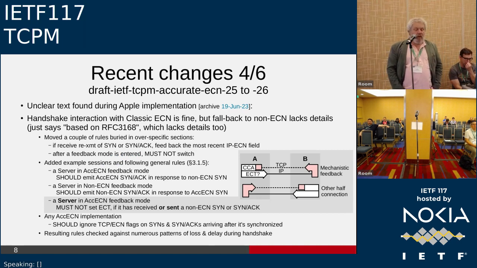The next one was mainly from Vidi, who found some unclear text while trying to implement it, which I'll try and explain. That is around the handshake interactions. There's a lot about falling back to different sorts of ECN, like the current 3168 ECN, but the falling back to no ECN wasn't well defined. I found there were a couple of places where the rules for how to do it were in the draft, but in rather buried sections. They weren't in a section clearly flagged as general, so I moved them into the general section.